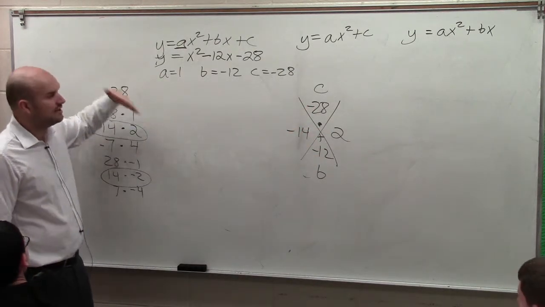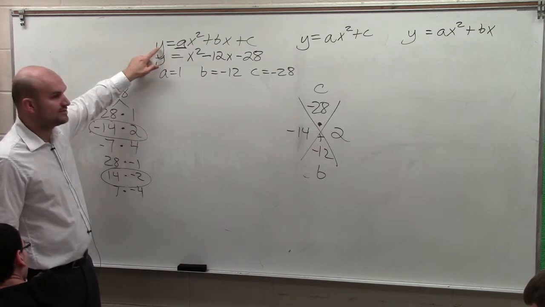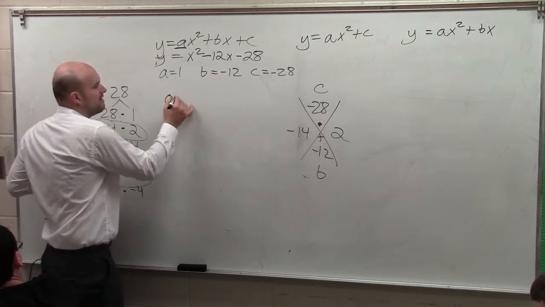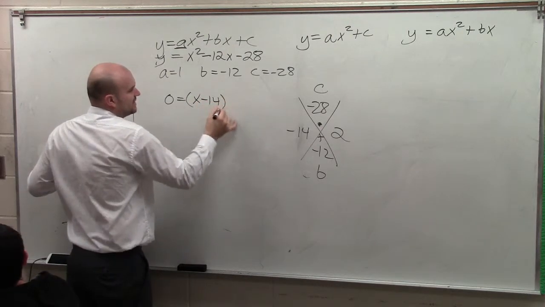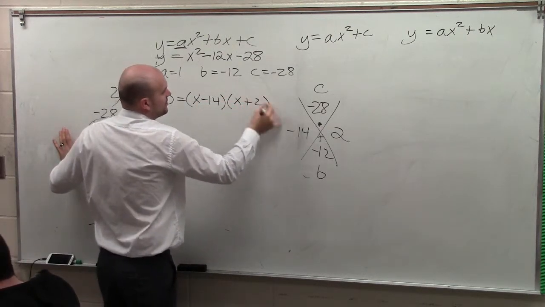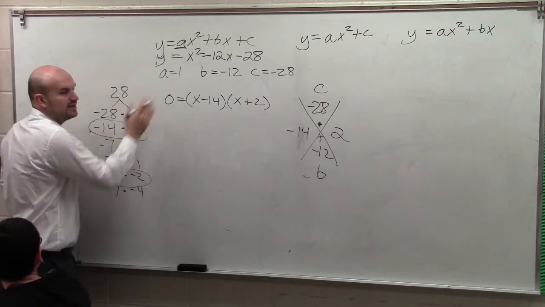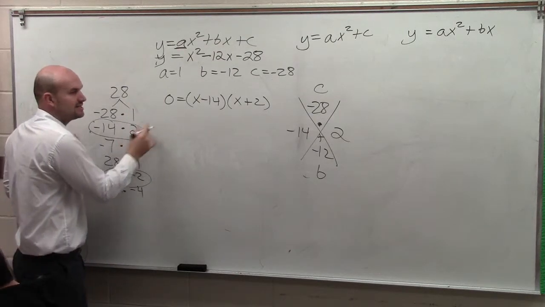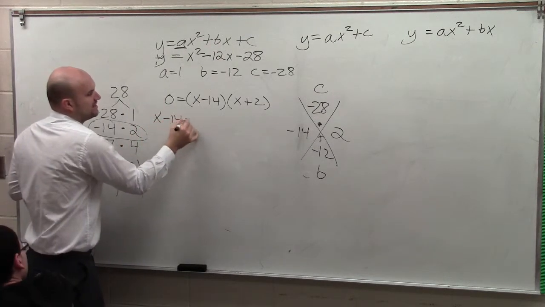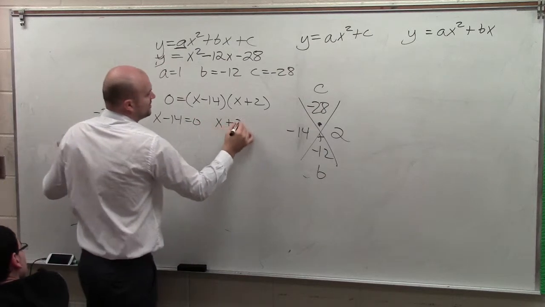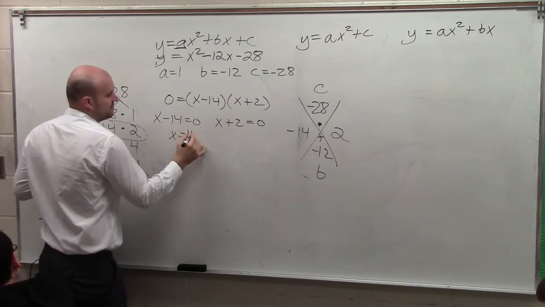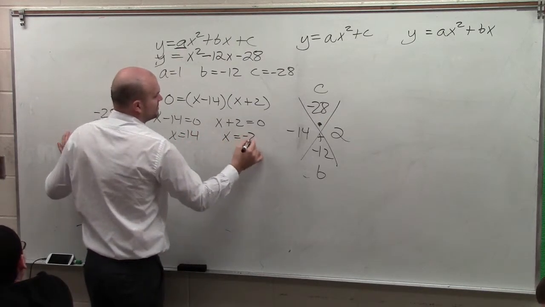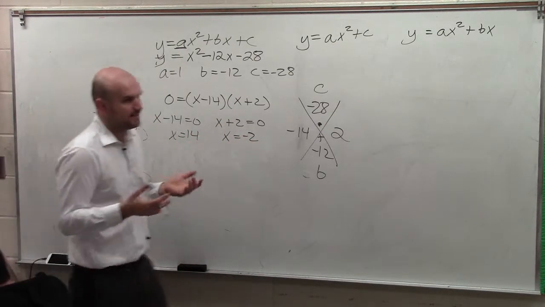So now, again, just going back to what we did, our first thing we do is we set our y equal to 0. And then now these are our 2 factors, x minus 14 times x plus 2. Now we can apply the zero product property that we did last class period. X minus 14 equals 0. X plus 2 equals 0. Solve. X equals 14, and x equals negative 2. And that's it. All right?